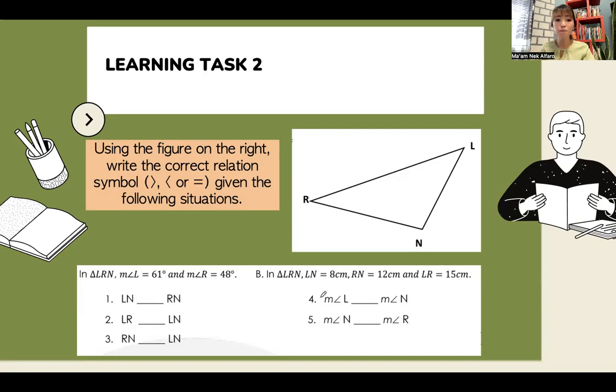For our second learning task, using the figure on the right, we have triangle RLN. Write the correct relation symbol, is greater than, is less than, or is equal to, given the following situations. For the first situation, we have triangle LRN. The measure of angle L is 61 degrees and the measure of angle R is 48 degrees. Compare the measure of their sides. Okay? For letter B, using the same figure but not the same measure, we have segment LN measures 8 centimeters, segment RN has 12 centimeters, and segment LR is 15 centimeters. Compare using the symbols with numbers 4 and 5.